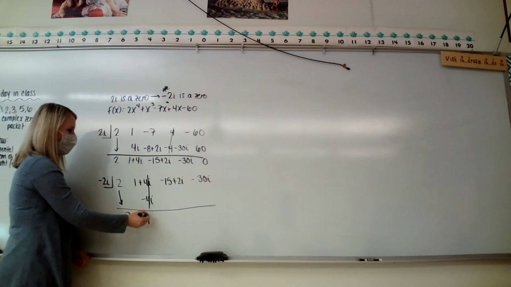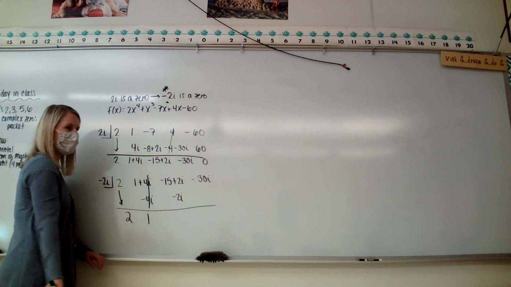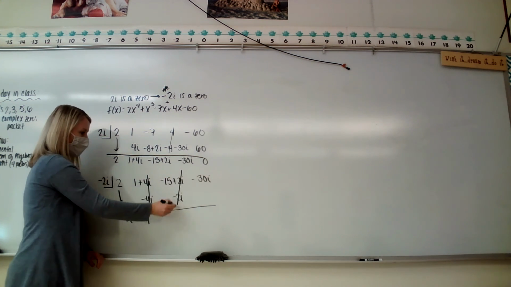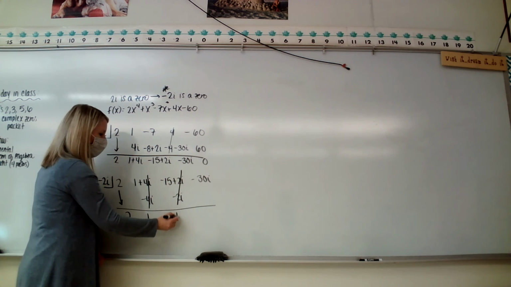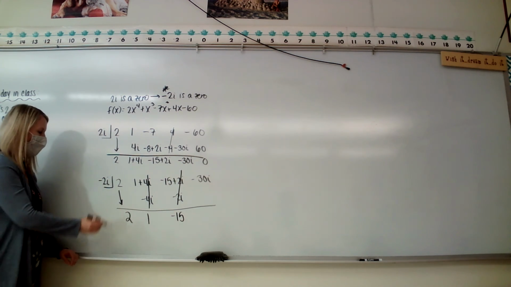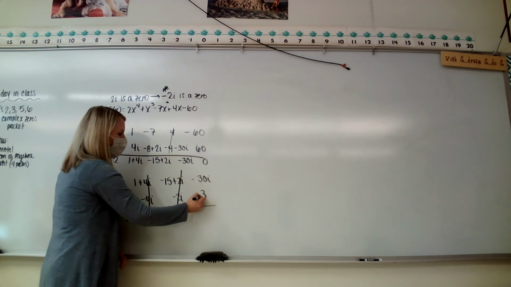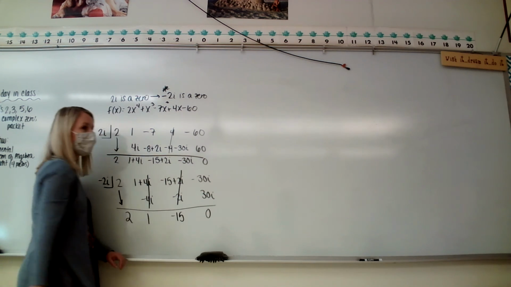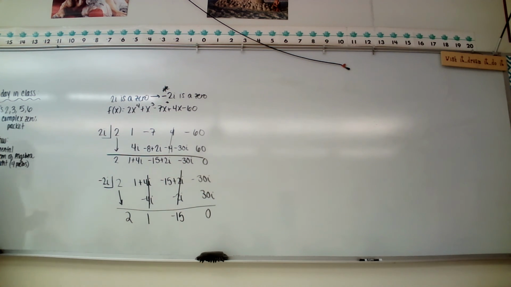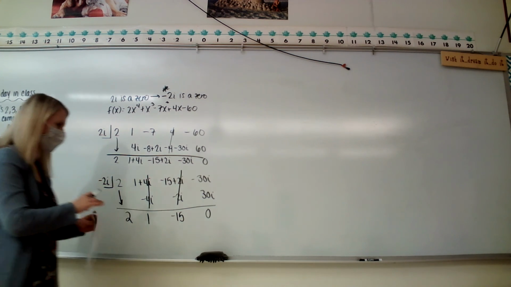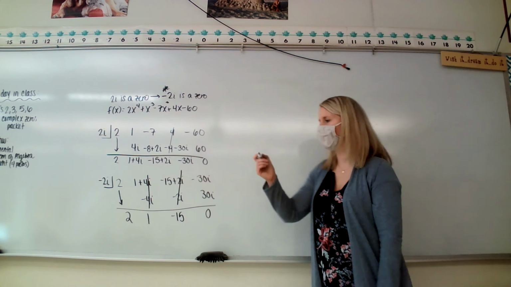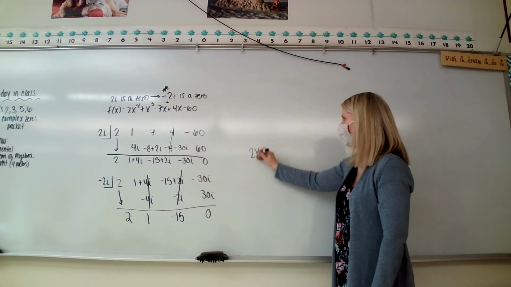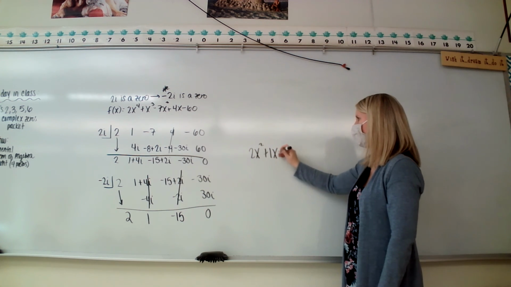That times that is negative 2i. You're kind of seeing what's happening. That cancels, you're left with negative 15. And that times that is 30i, because we would have a remainder of 0 since that was a factor. And then we can just bring back 2x squared plus 1x minus 15.